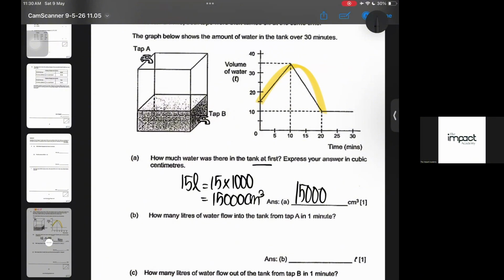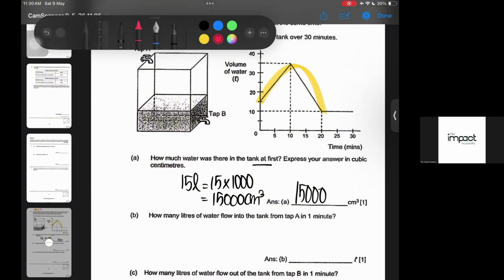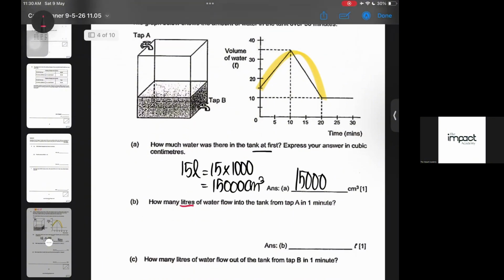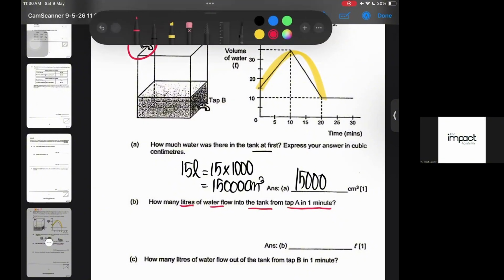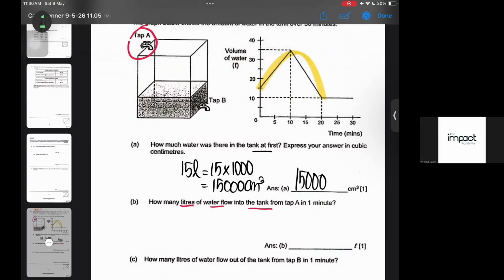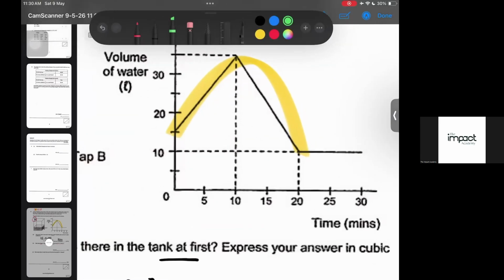Alright, now the next question we have is how many liters of water flow into the tank from tap A in 1 minute? I say again, how many liters of water flow into the tank? Which is the tank? The tank is this one, right? In how many minutes? In 1 minute. Very simple. You see, guys, I teach you how to read this, okay? When you look at the graph, you realize the graph started with what? 15. True? After how long? After 10 minutes, it became how much?